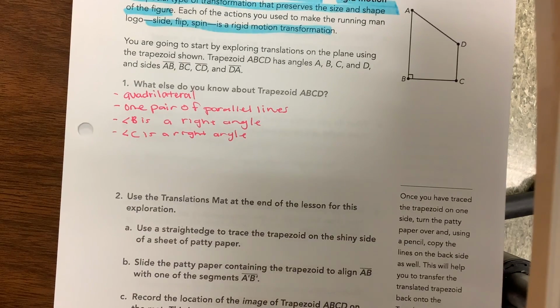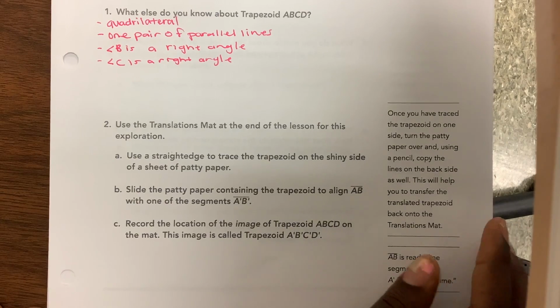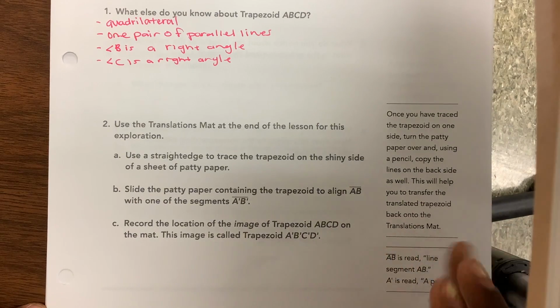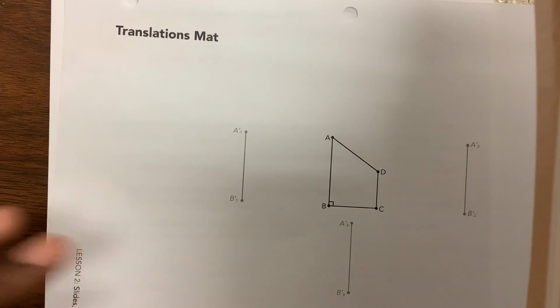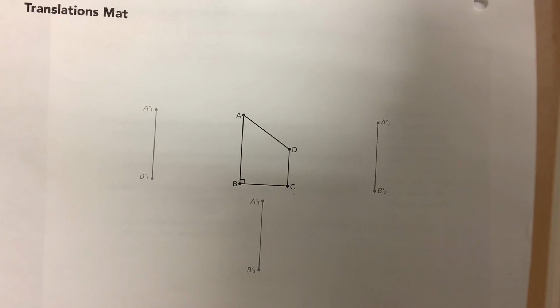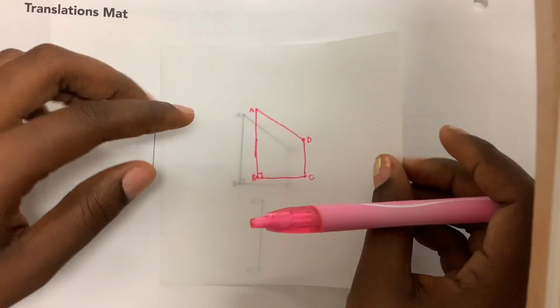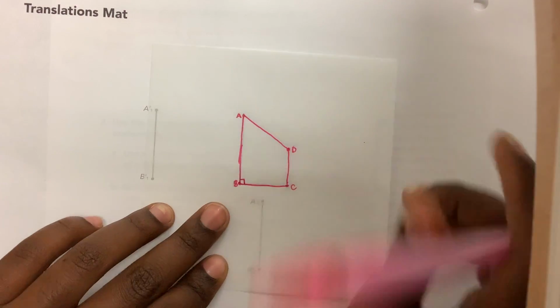Let's keep going. It says to use a translations mat at the end of the lesson for this exploration. I want you to use a straight edge to trace the trapezoid on the shiny side of a sheet of patty paper. So this is the translations mat. It'll be at the back of this lesson. And it wants you to take a piece of patty paper and copy it, trace it onto the patty paper. Take a second to do that, please.